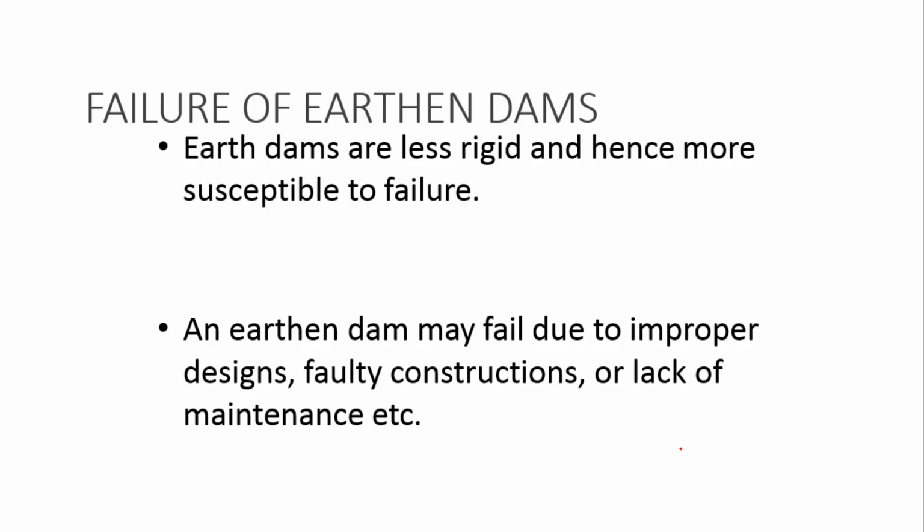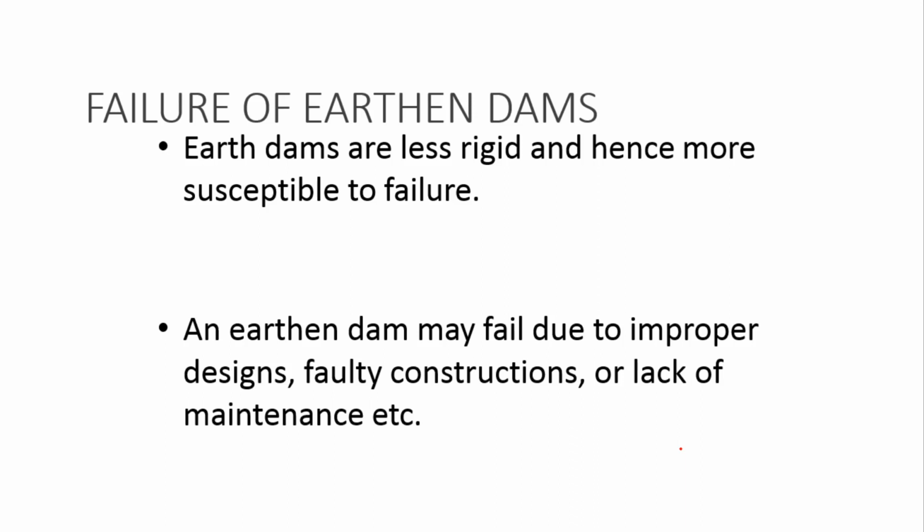Now we will go for our failures of earthen dams, means we are having some failures here. What are those failures we will see? Earthen dams are less rigid and hence more susceptible to fail. Generally, less rigid means, what is rigid? Rigid is nothing but a property, like generally we see rigid pavement and flexible pavement. Flexible pavement means what we will do? Tar, all these we will provide.